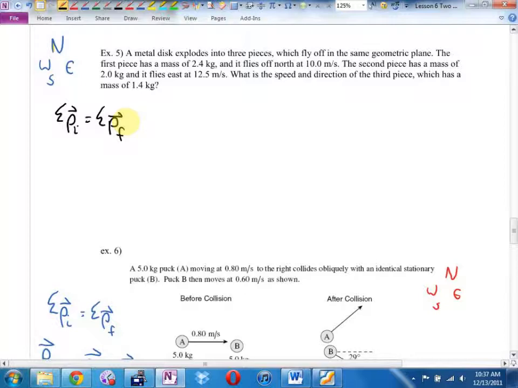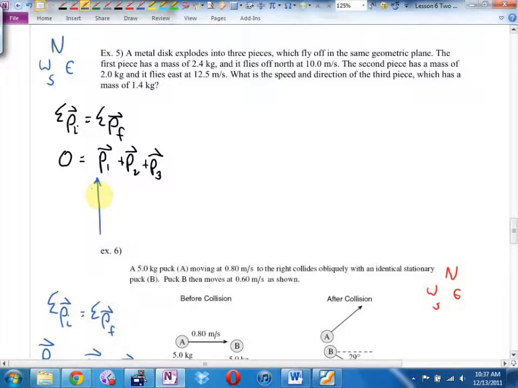But after the explosion, what's moving? Mass one, mass two, mass three, or all of them? Stuck together or separate? Momentum of object one, momentum of object two, momentum of object three. What does momentum of object one look like? Well, it says north, and it's 2.4 kilograms, 10 meters a second. I think it's 24 pointing to the north.